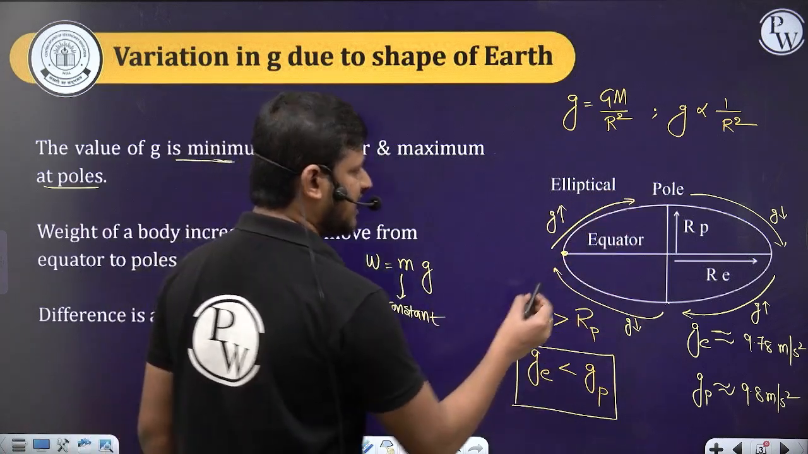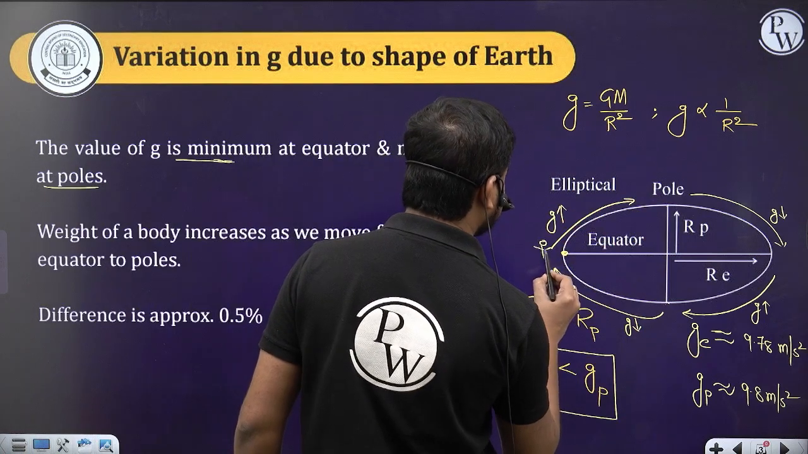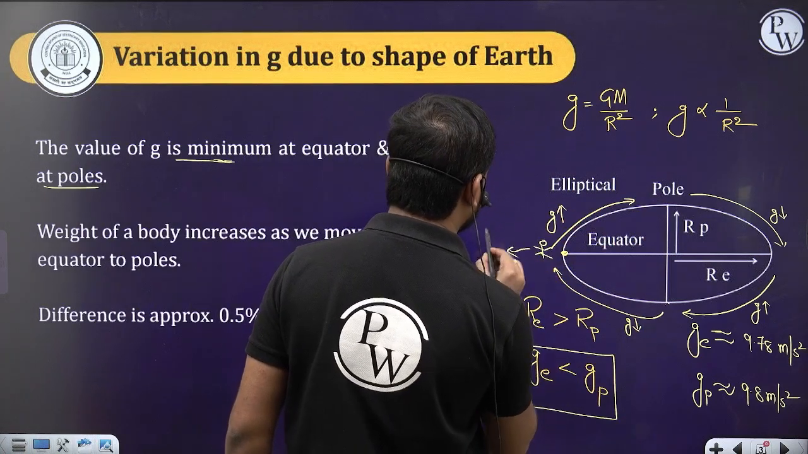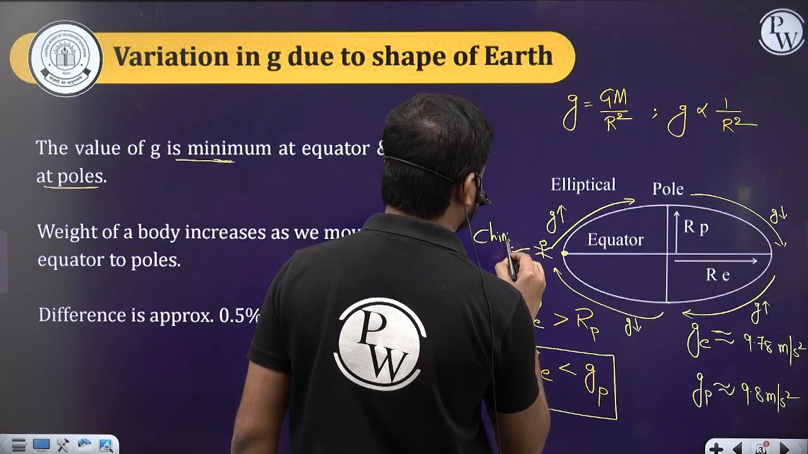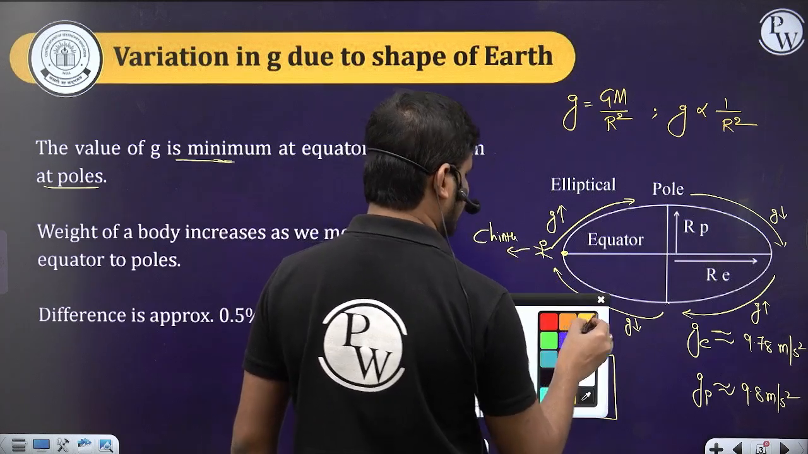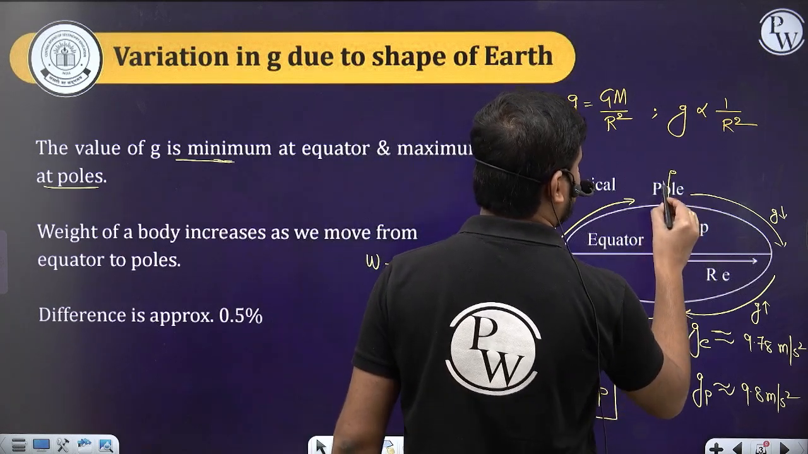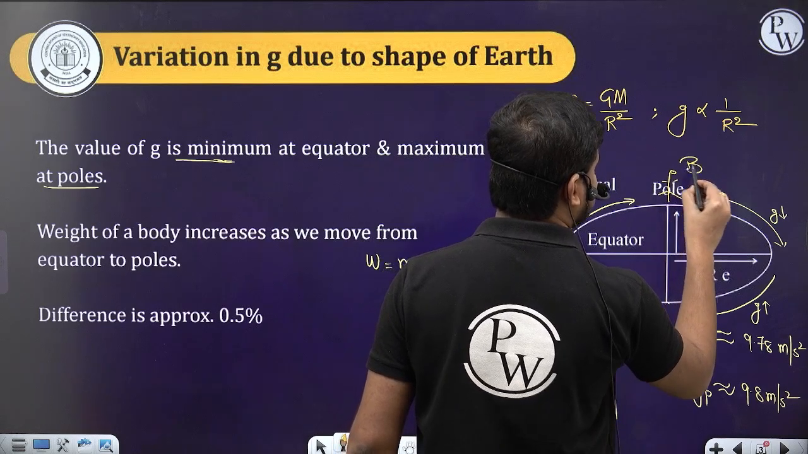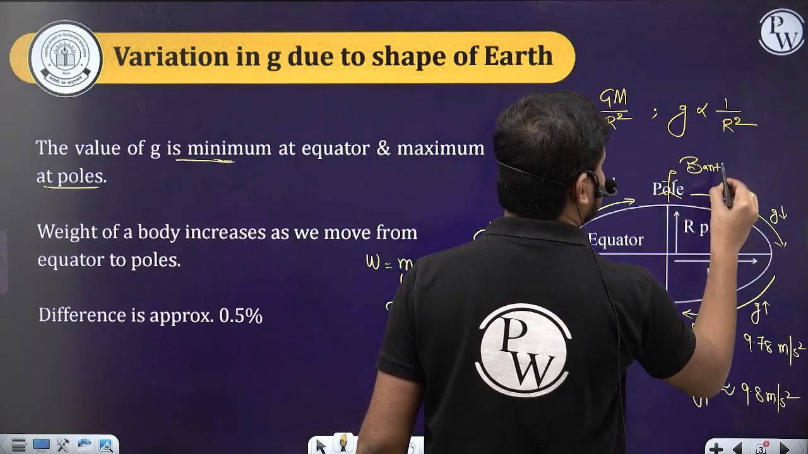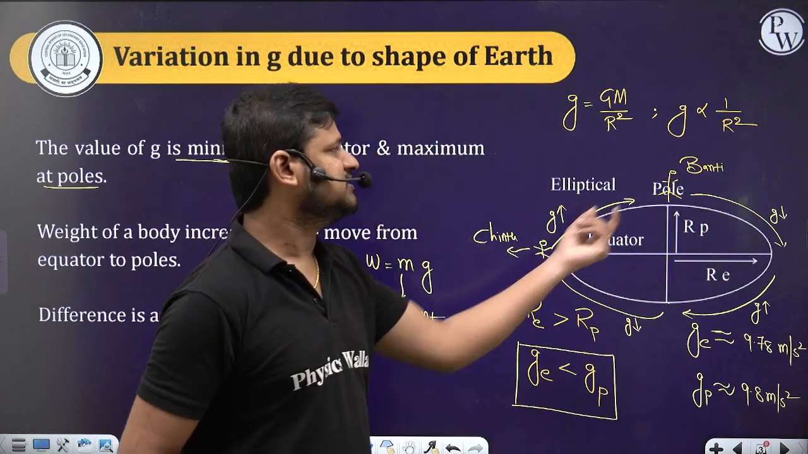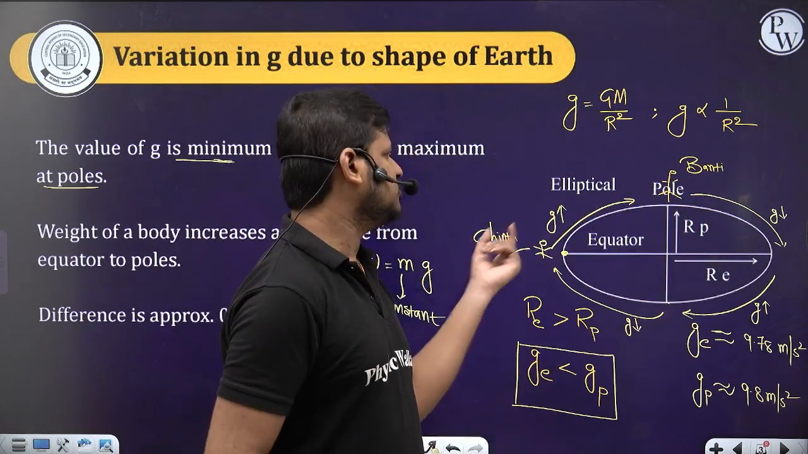Let's suppose at the equator, some person, Chintu, is standing, and at the pole, some other person, Bunty. They both have the same mass. Let's suppose he is 50 kg mass, he is 50 kg mass. So they both have the same mass.